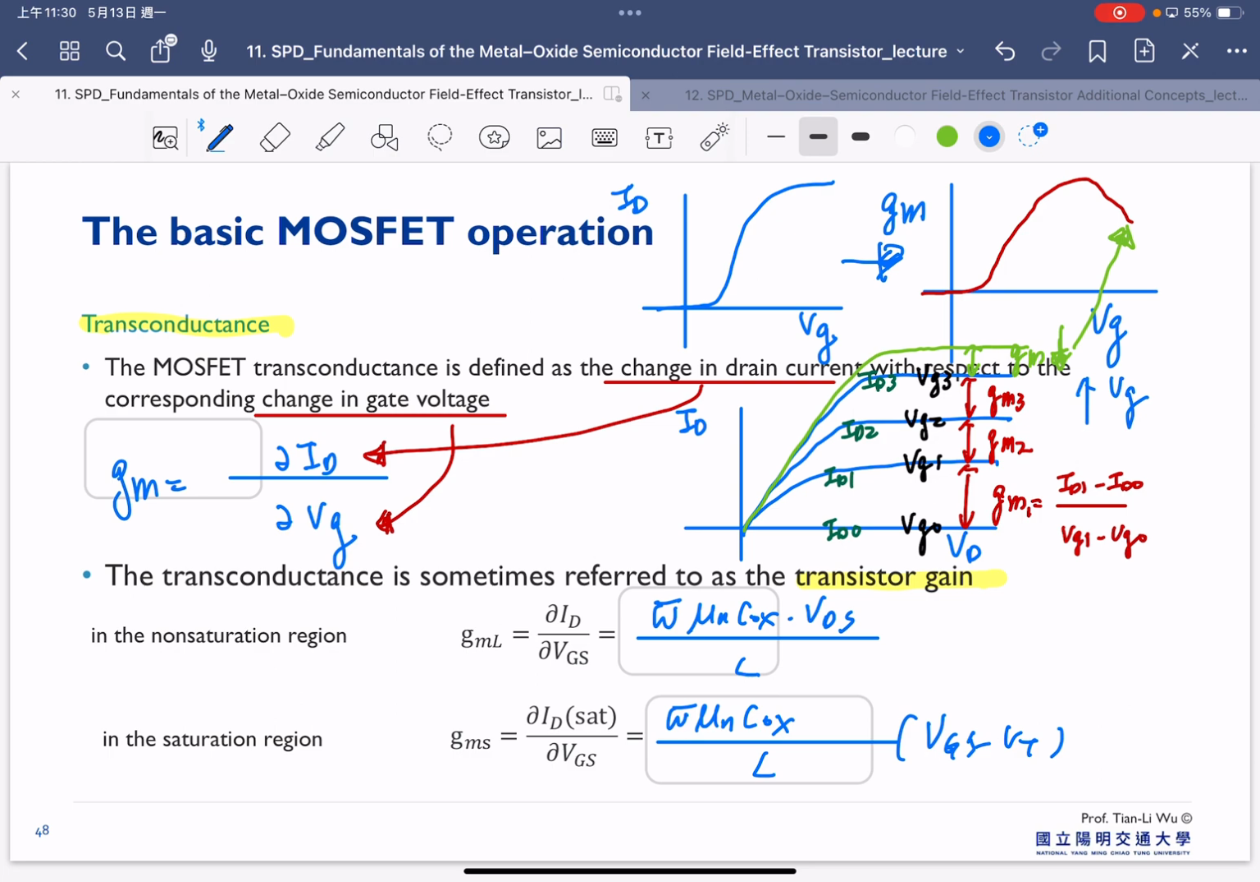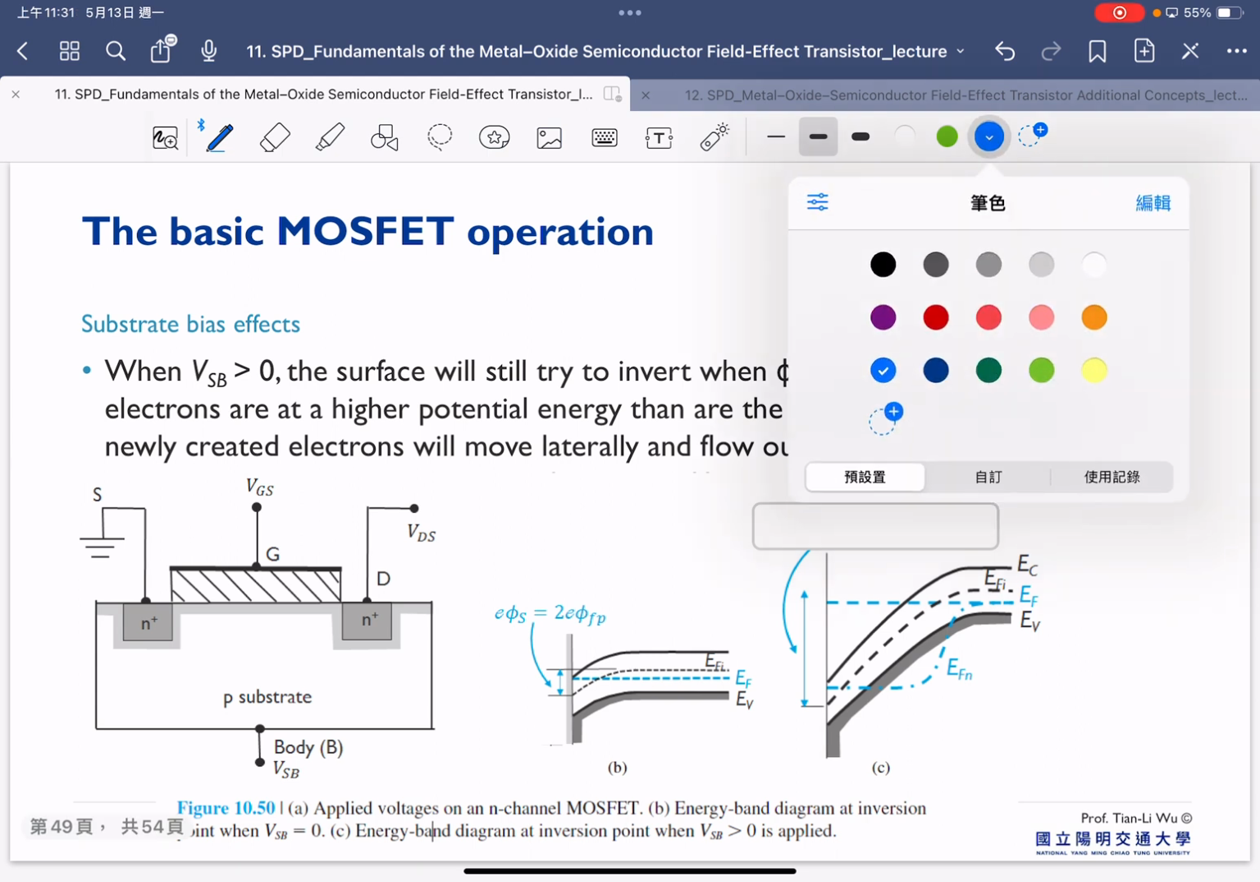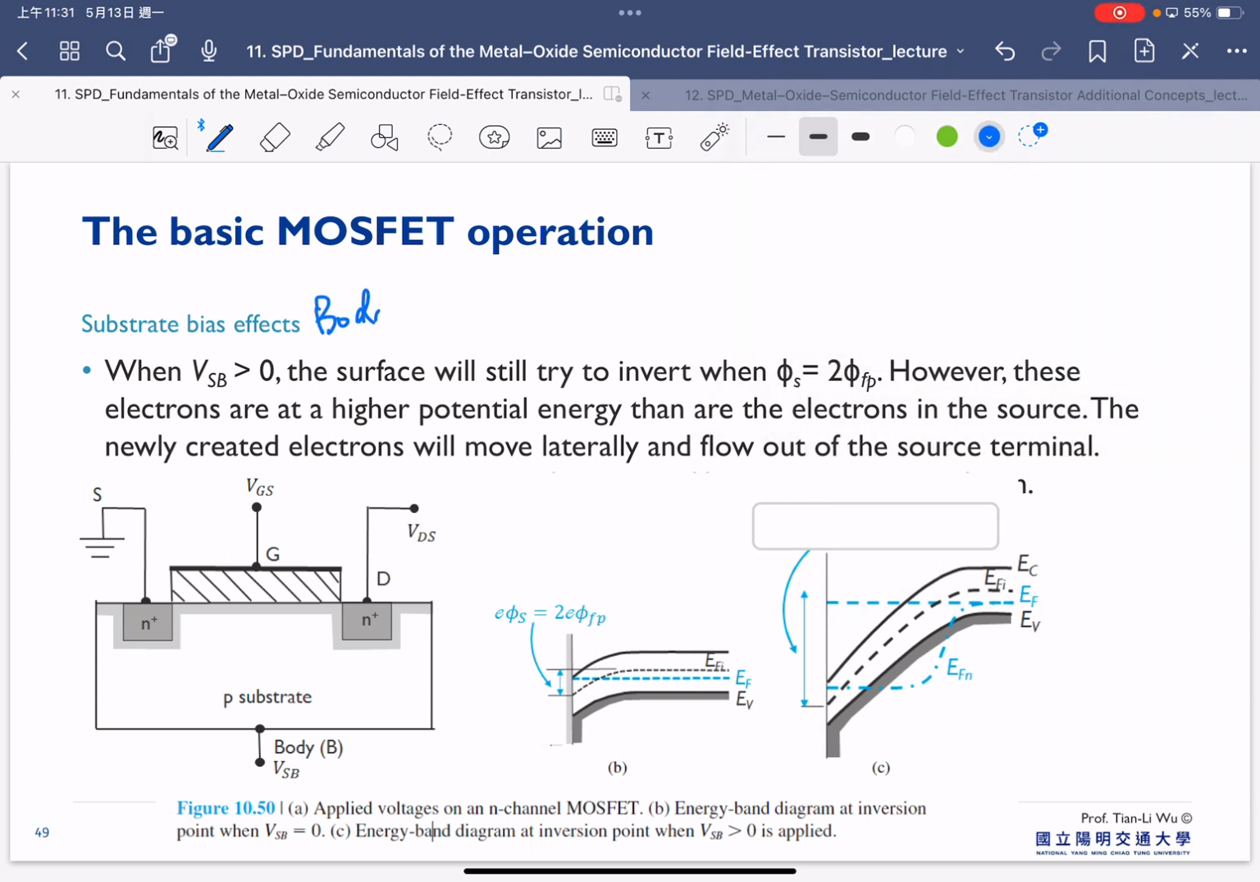Okay, so that's related to transconductance. And next, we have to start to talk about the substrate bias effect, and sometimes we also call this the body effect. In the previous calculation or understanding, we always assumed our substrate and the source are all grounded. But there's a chance that our substrate bias is not equal to 0.